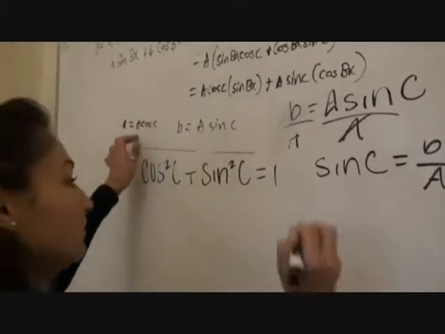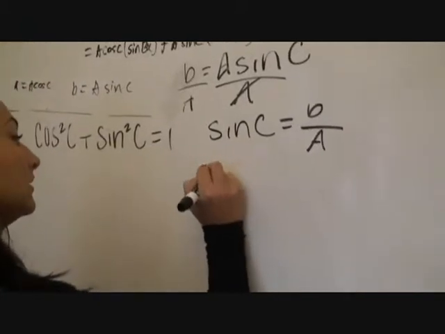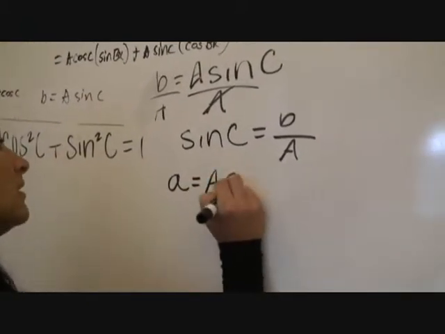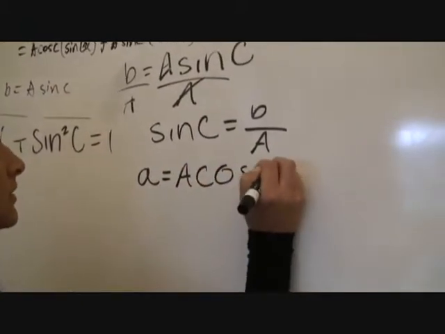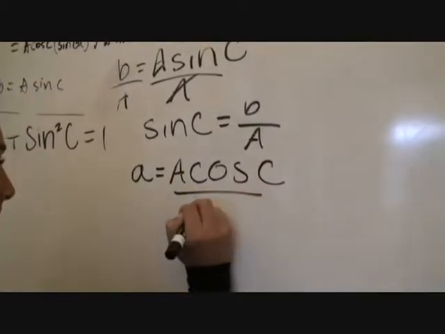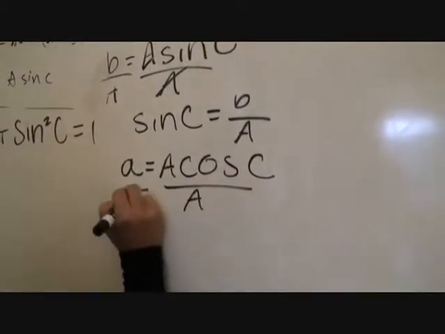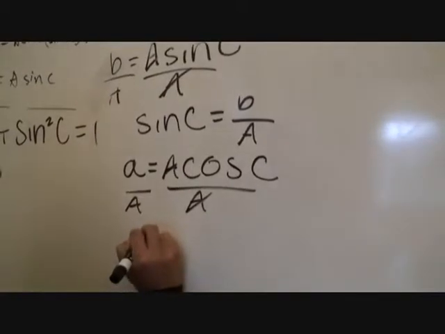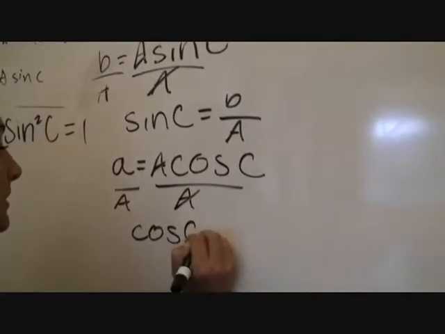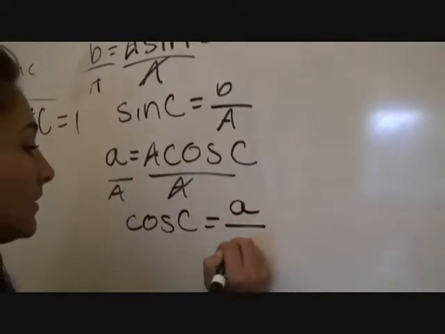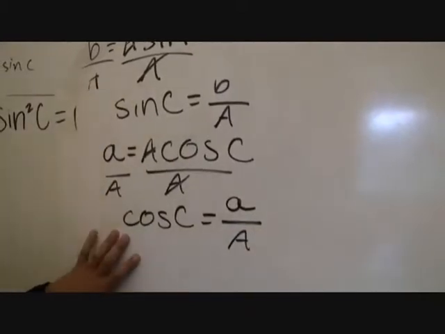And similarly, with cosine, we're going to get little a is equal to A cosine C. Same step, divide by A, cancels out. Cosine C isolated is going to be equal to little a over big A.